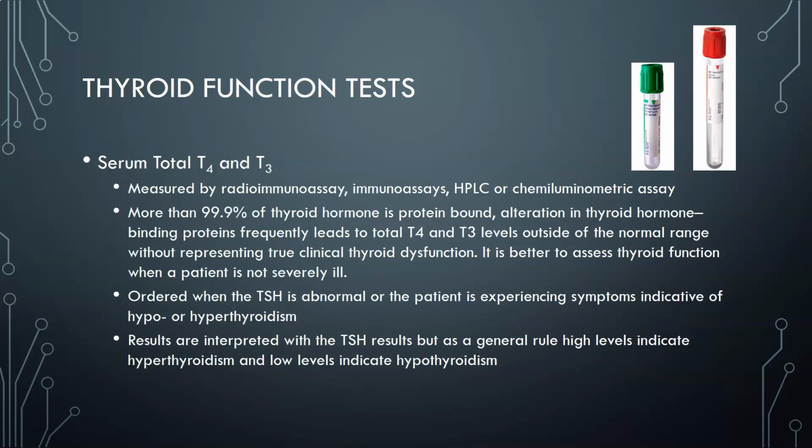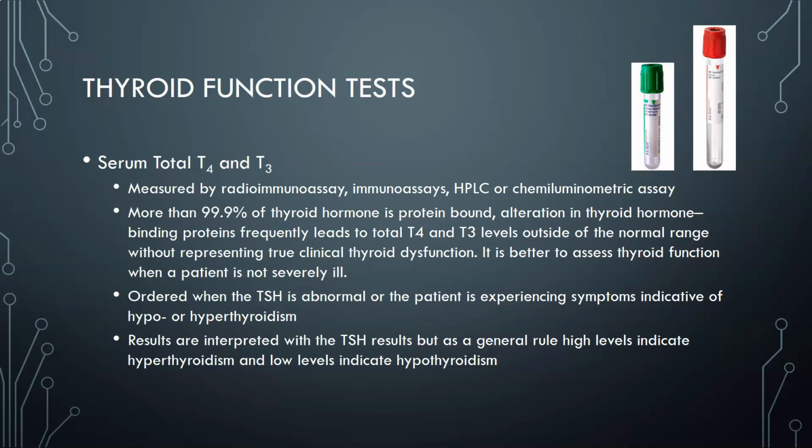So let's look at serum total T3 and T4. They're generally measured by radioimmunoassay, immunoassays, high performance liquid chromatography, or chemiluminescent assays. It's worth noting that more than 99.9% of thyroid hormone is bound to protein, and so alterations in your thyroid hormone binding proteins can frequently lead to total T3 or total T4 levels that are outside of normal range, but it doesn't represent true clinical thyroid dysfunction.